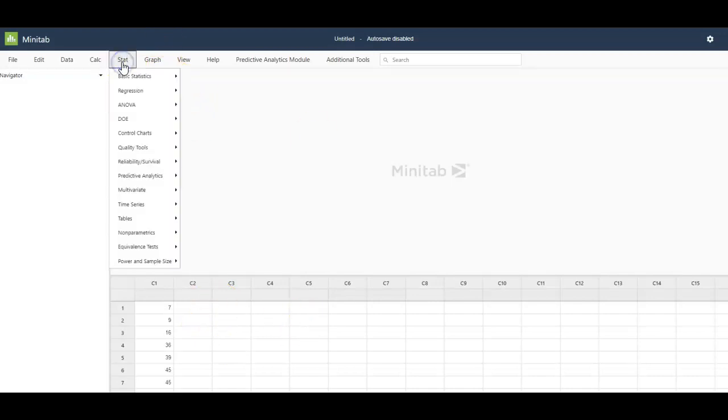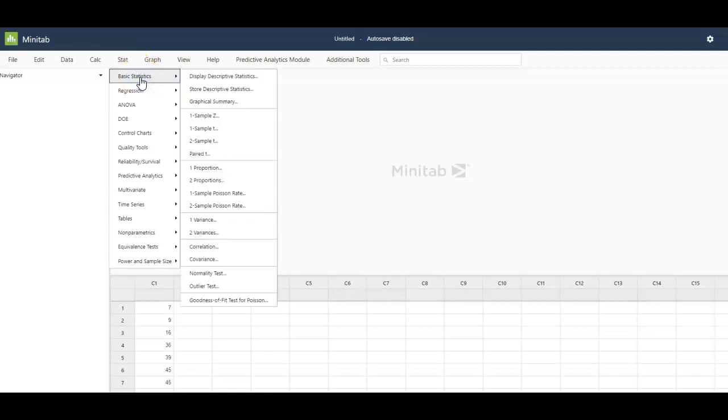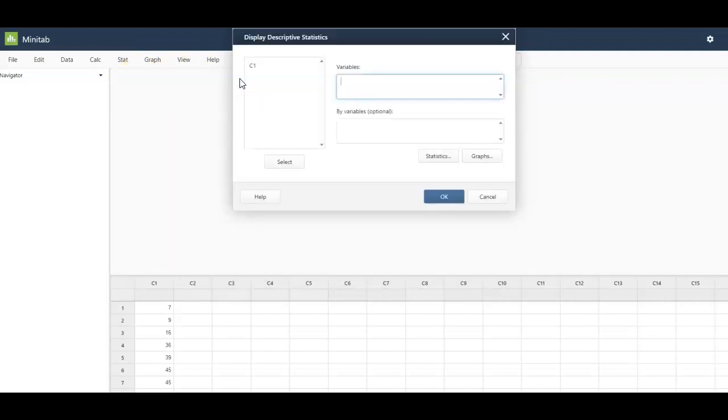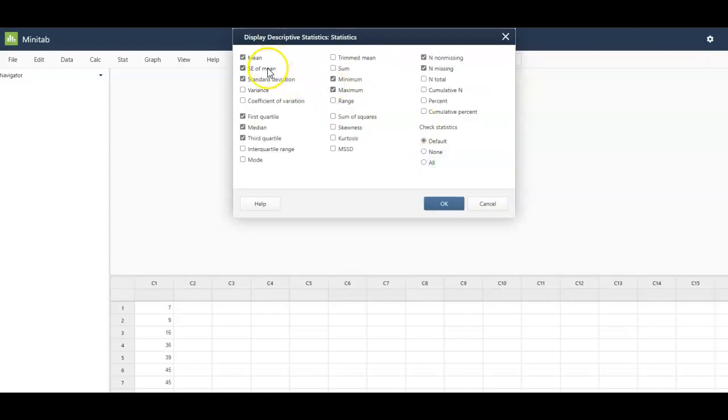So we're going to go to Stat, Basic Stats, Descriptive Statistics. I have stored everything in C1, so I'm going to double click on that. Notice C1 shows up here. And then I'm going to click Statistics. And under here, we can choose the statistics that we want to show.